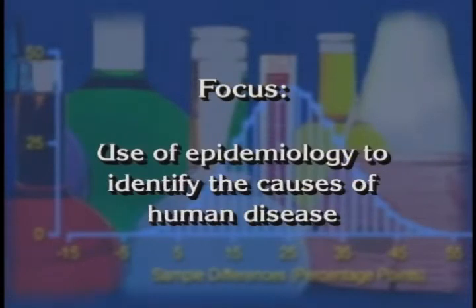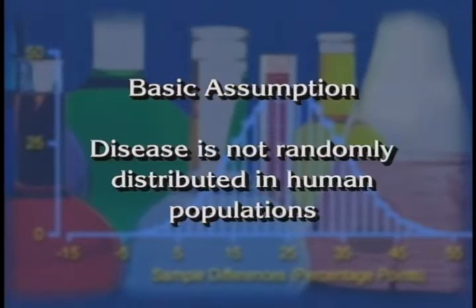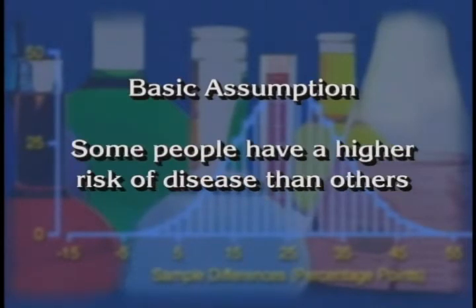In this presentation, I'm going to focus on the second use, to identify the causes of human disease, because this is the use that is most prominent in toxic tort cases. Underlying all this is the basic assumption that disease is not randomly distributed in human populations. That is, some people have higher risks of disease than others. And what we want to do is to account for why the risk is higher in some people than another in order to identify factors that can be modified in order to prevent disease.